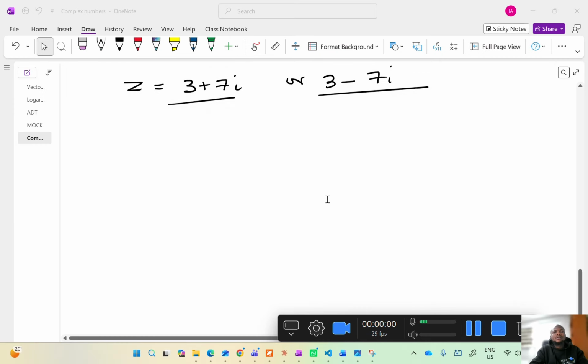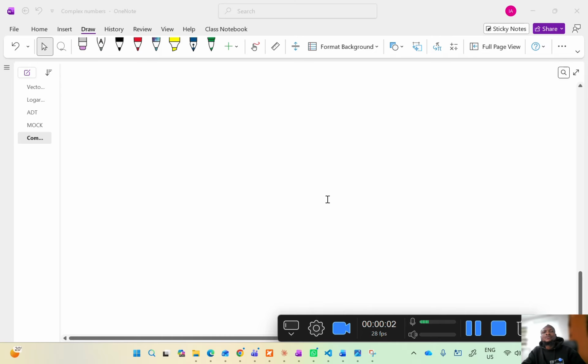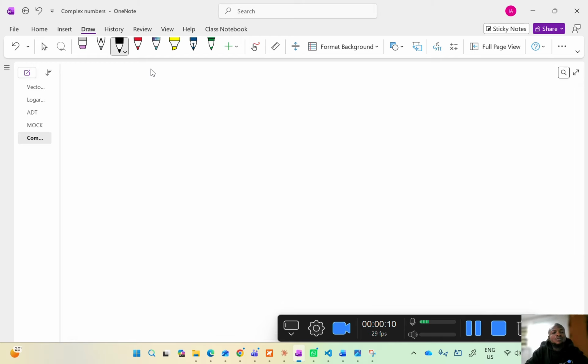So welcome back again, still on complex numbers. Having understood the complex number, one thing you need to understand is you can add the real parts and imaginary parts of complex numbers. For example, if z1 is equal to 5 plus 7i, and z2 is equal to 4 minus 2i, you can find z1 plus z2.